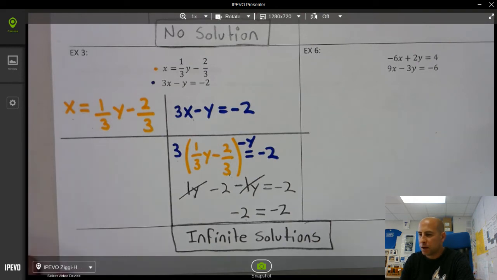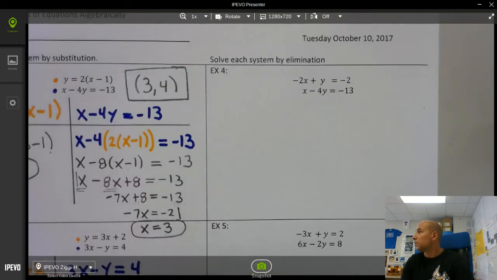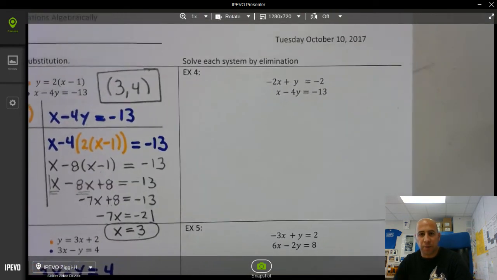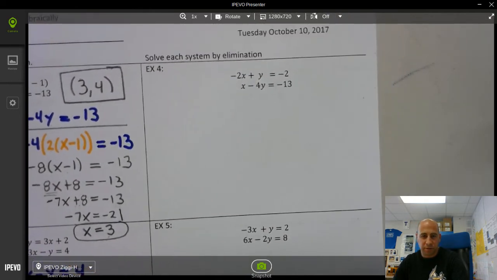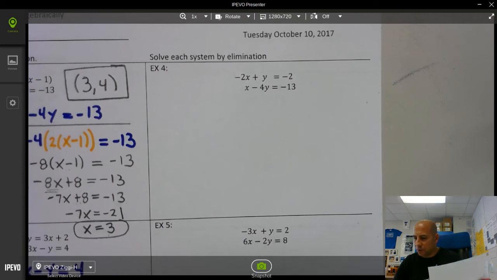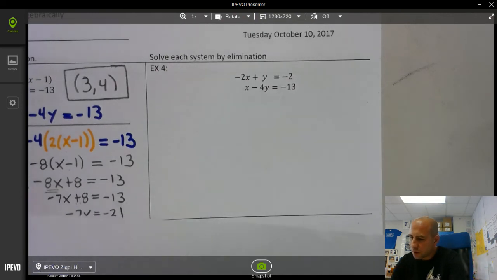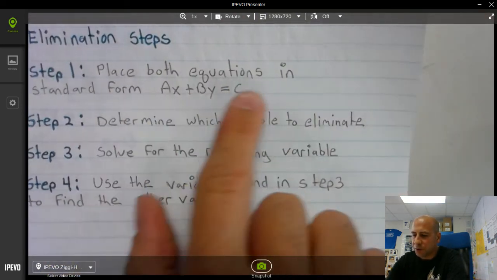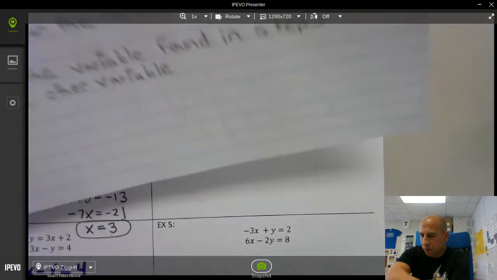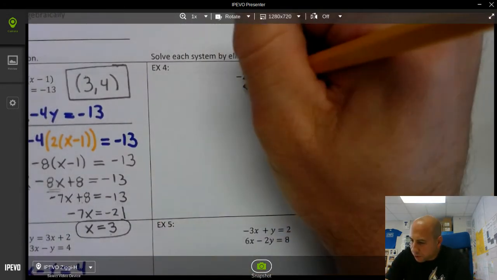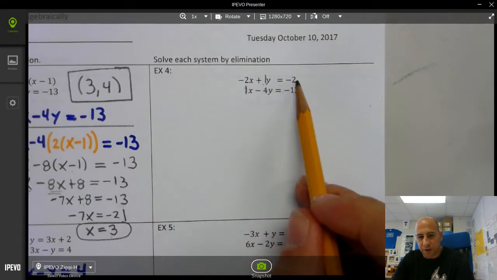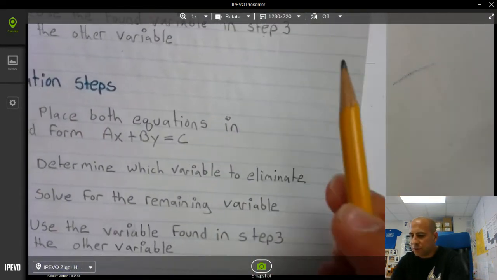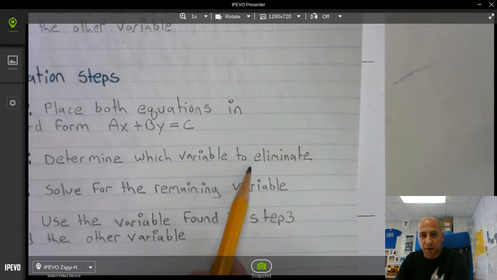All right, now let's look at example 4. We're solving by elimination. Okay, so let's look at our steps. So step 1, place both equations in ax plus by form. Okay, well, this is a 1, this is a 1. We have both equations in ax plus by equals c. Now, step 2, determine which variable to eliminate.